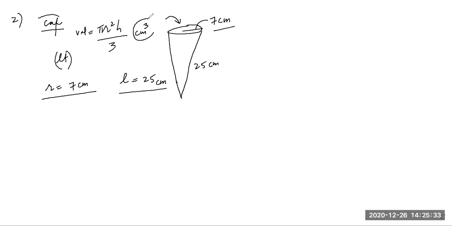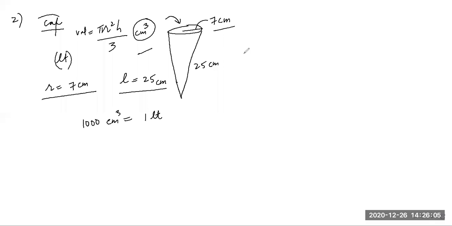Now we have to convert centimeter cube into liter. So Adi, do you remember how many centimeter cube is equal to 1 liter? Yeah, 1000 centimeter cube is equal to 1 liter, right? So from this we will convert into liter. Simply divide whatever volume you get by 1000. So this is also done. Then we will do the third sum.